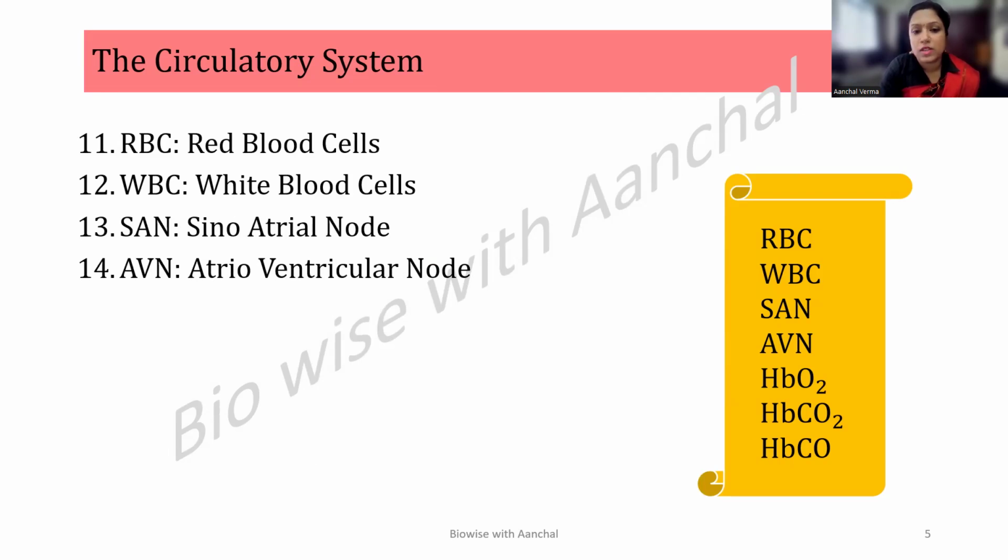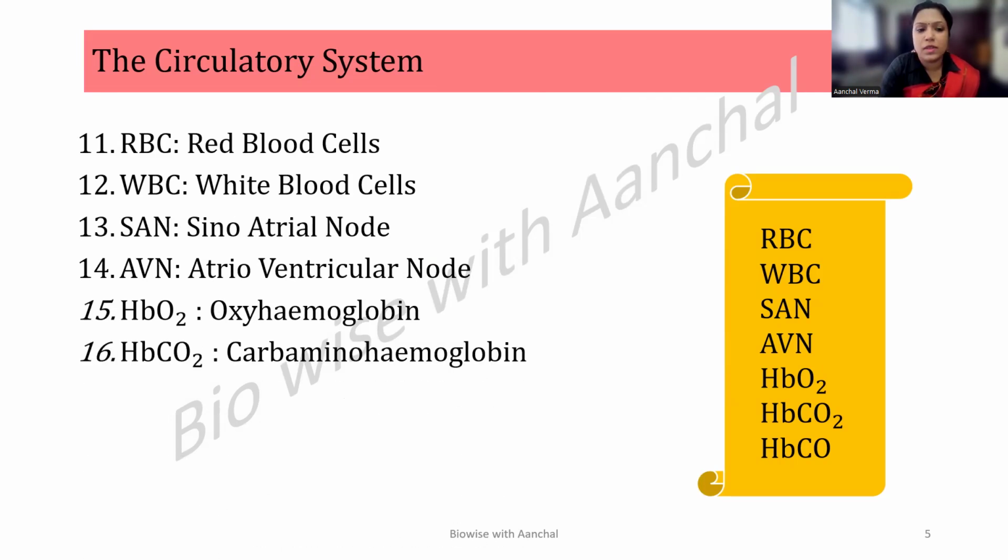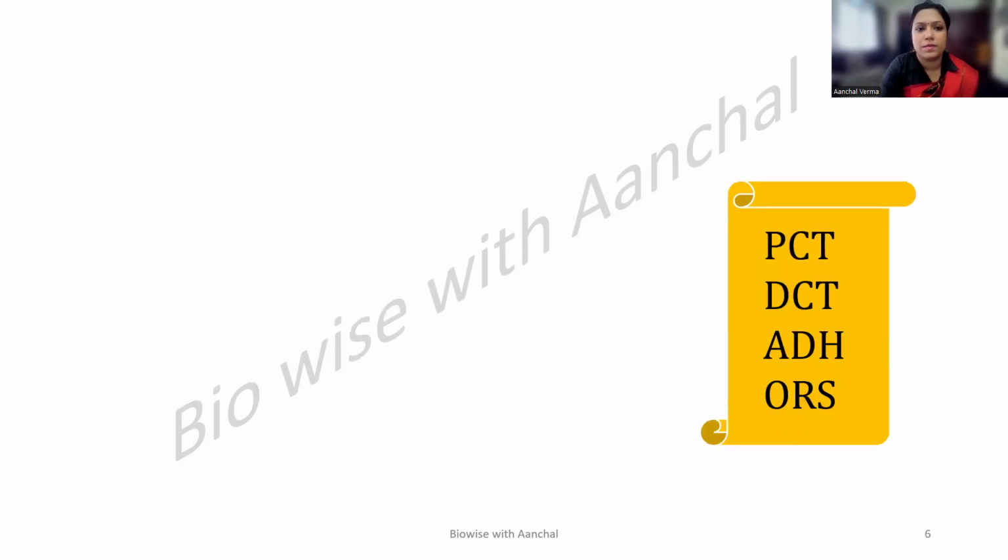AVN, atrioventricular node, that is present at the beginning of the right ventricle, that passes the impulse to the bundle of His, and that further passes to Purkinje fibers and brings about the ventricular systole. Then HbO2 is oxyhemoglobin, HbCO2 is carbaminohemoglobin, and HbCO, that is carbon monoxide, is carboxyhemoglobin.